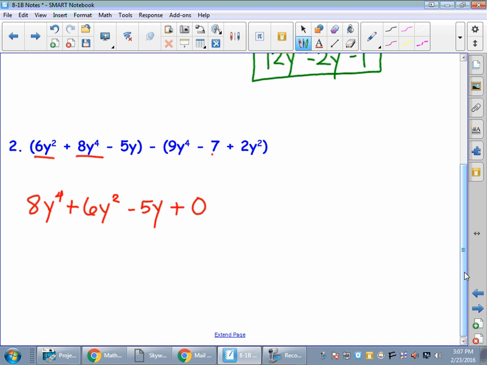So I'm going to look for y to the 4th. I see a 9y to the 4th. And I'm subtracting these, so I'll change that in just a second. And then my positive 2y squared goes underneath my 6y squared. There is nothing for my y value, so I'm just going to add a 0y. And then my negative 7 is going to go underneath the 0.